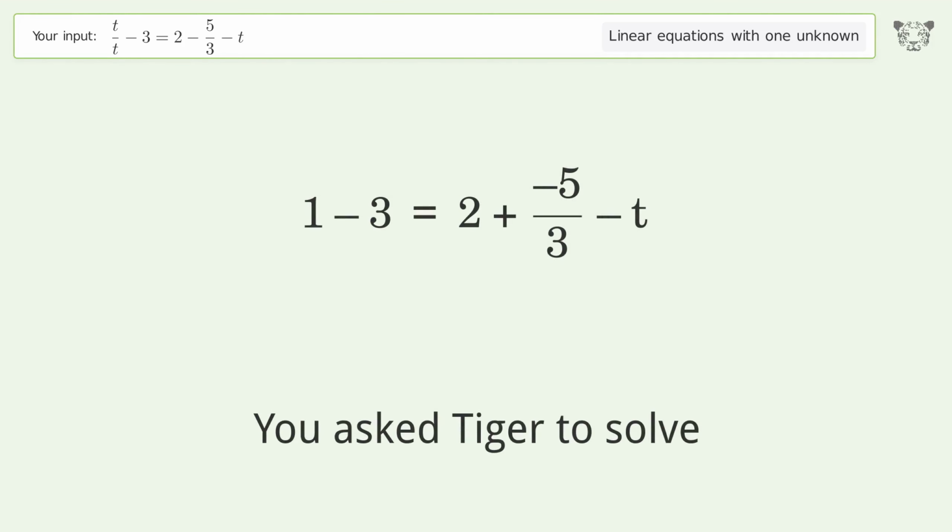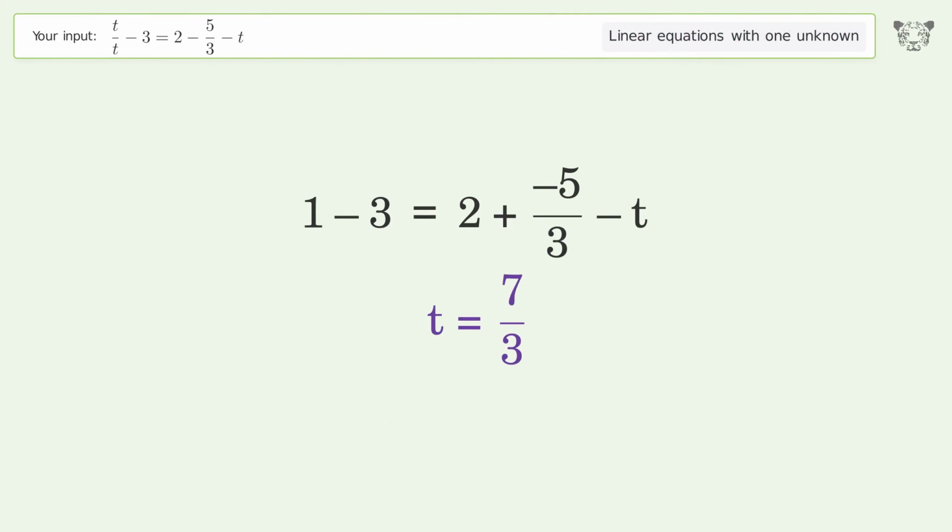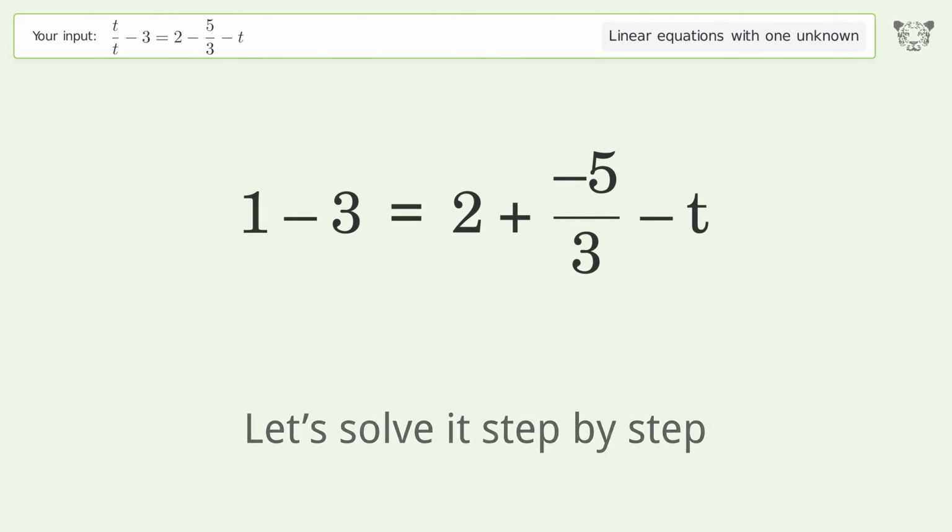You ask Tiger to solve this. This deals with linear equations with one unknown. The final result is t equals 7/3. Let's solve it step by step.